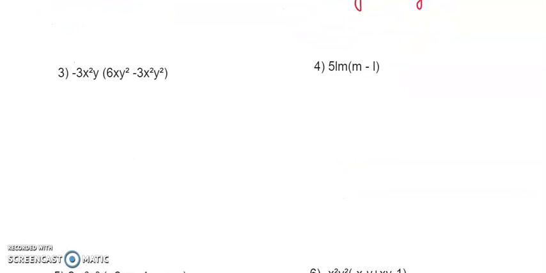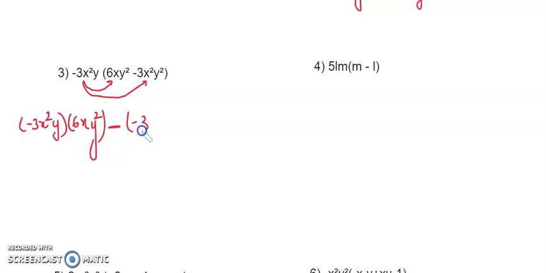So as you can see here, minus 3x square y times this. So the whole minus 3x square y has to be multiplied with the first one and the second. Now this minus has to be kept in the center. So which is getting multiplied? Minus 3x square y is to be multiplied with 6xy square. Similarly, minus 3x square y has to be multiplied with 3x square y square.